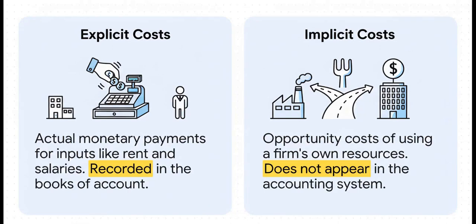You've got two kinds of costs. On one hand, explicit costs. These are the obvious ones, the actual money you pay for rent, salaries, materials, the stuff that shows up in the accounting books. But then you have implicit costs. These are the sneaky ones, the opportunity costs. For example, if a small business owner could be earning a six-figure salary working for someone else, that lost salary is an implicit cost of running their own business. Accountants might ignore it, but economists, they look at both.